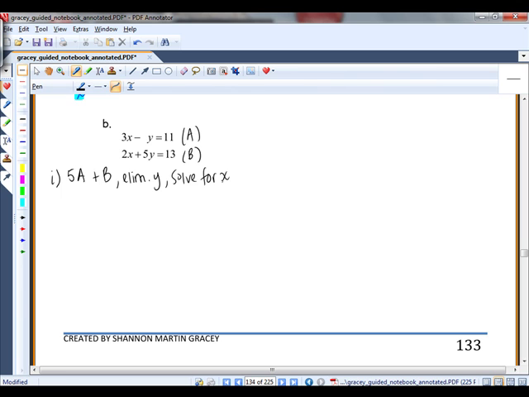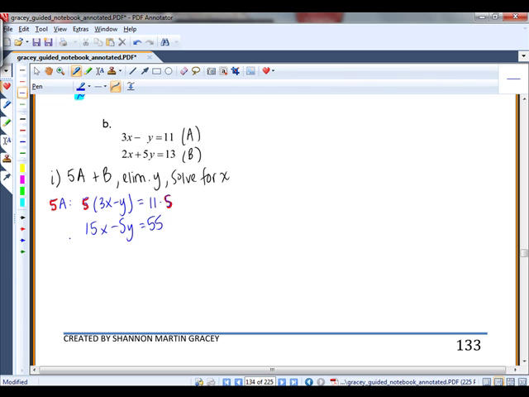Okay? So here we go. 5 times A, right? So let's just look at 5 times A. That's 5 times 3x minus y, and we also have to do the 5 times the 11. So we're basically taking A and multiplying it by 5 on both sides of the equal sign. This is going to give us 15x minus 5y is equal to 55.